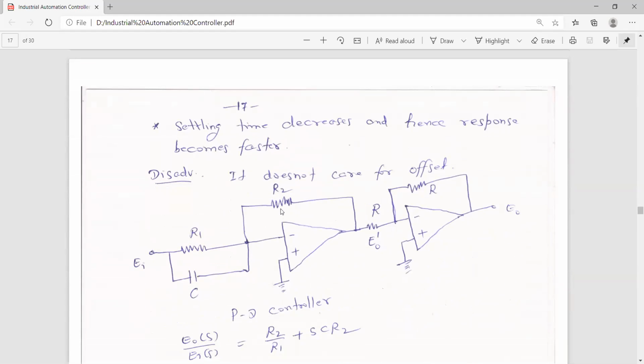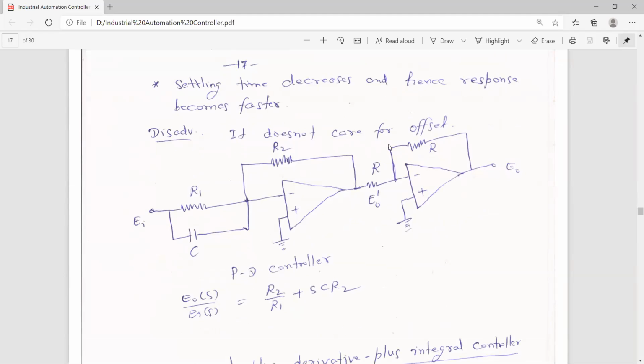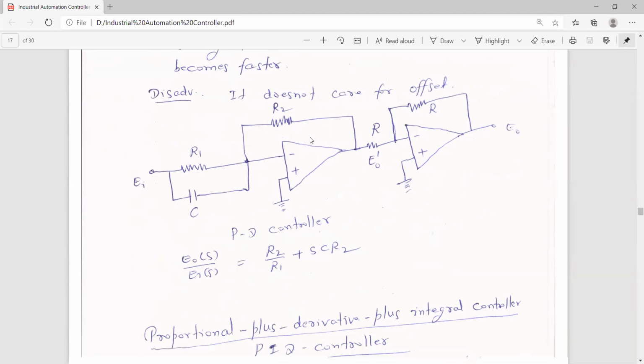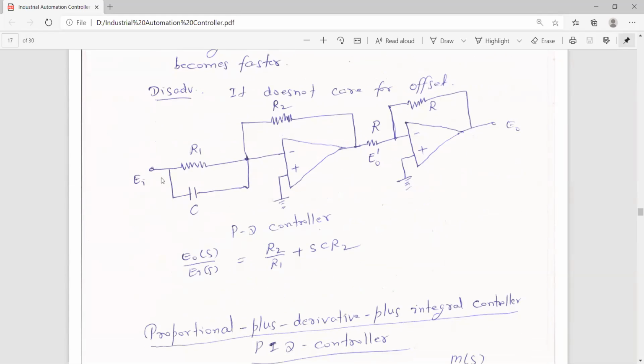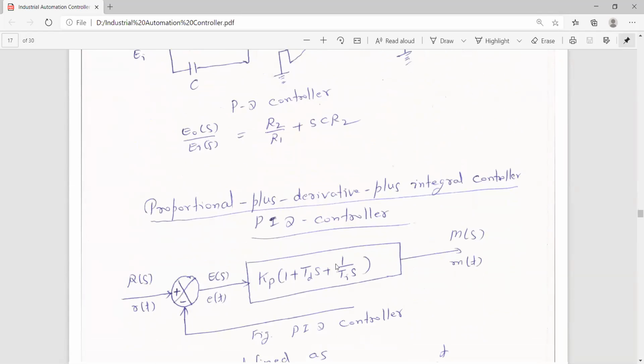If we have to consider it in one point, the advantage of derivative is that it makes the system response faster, either the transient response or the steady state response. Disadvantage: it does not care for offset directly. When we add integral to proportional, that eliminates the offset, but here it is not direct. It is not bothered about the offset. That is the major disadvantage. This is the realization using the operational amplifier.